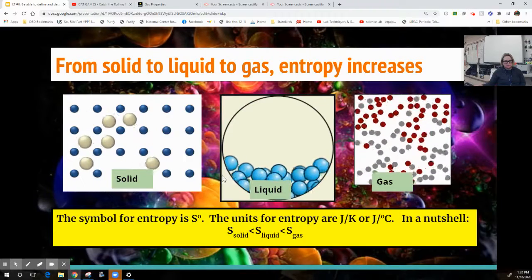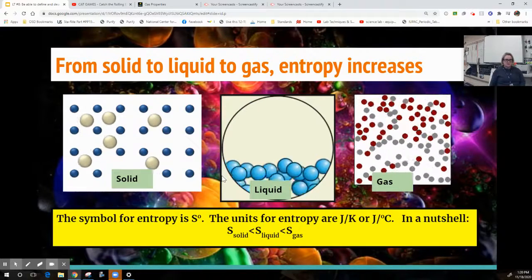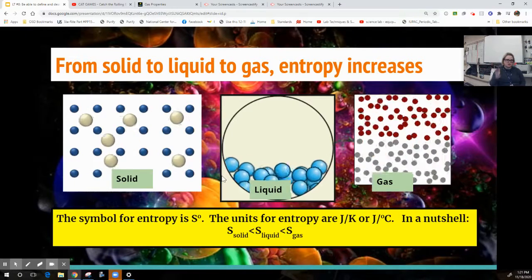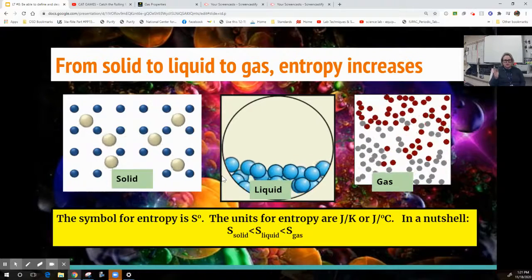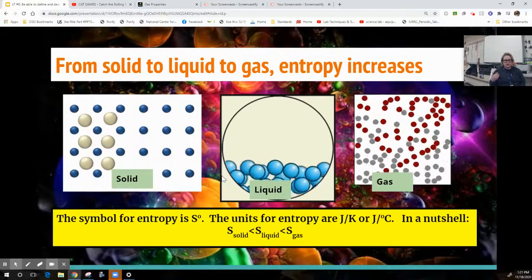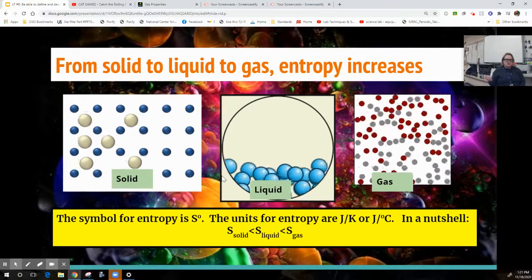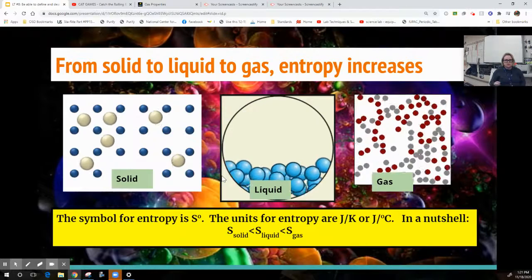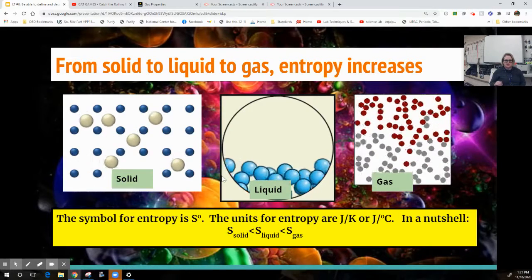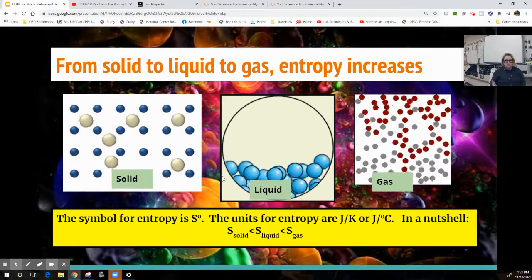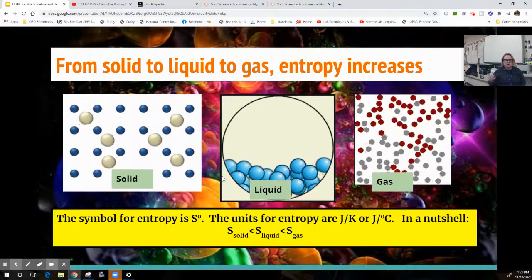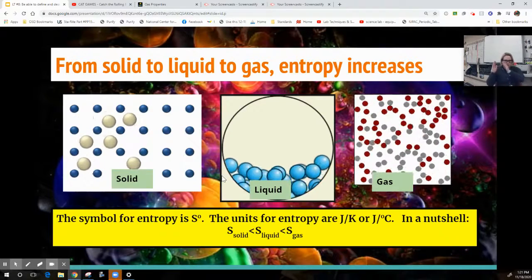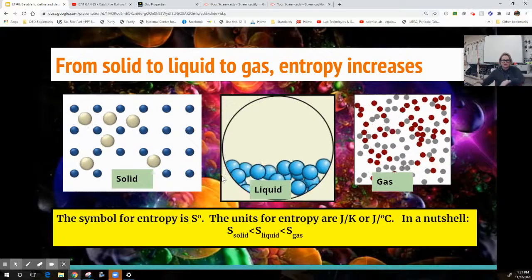So we can say that the entropy of a solid is going to be less than the entropy value for a liquid, which is going to be less than the entropy value for a gas. The units to measure entropy, which were mentioned at the beginning of this video, are joules per Kelvin or joules per degree Celsius, because once again, entropy is dependent on temperature. The hotter the temperature, the more chaotic the system's going to be. So solids have less entropy than liquids, and liquids have less entropy than gases.